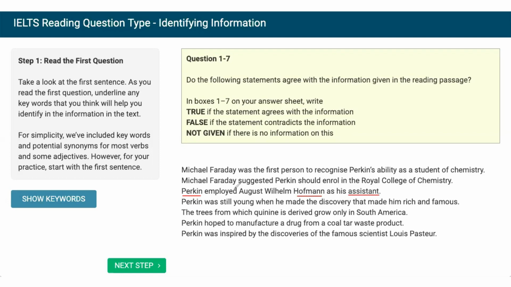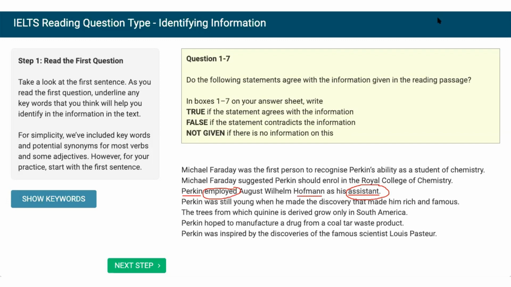And for a verb, I have employed. So I'm going to think of a synonym. Took on is an excellent synonym for employed. It's also a phrasal verb. And so be on the lookout for phrasal verbs because they're very common in the exam. And think of also another way to say assistant. You could say protege or right-hand man. Okay, these are different ways to say that word.